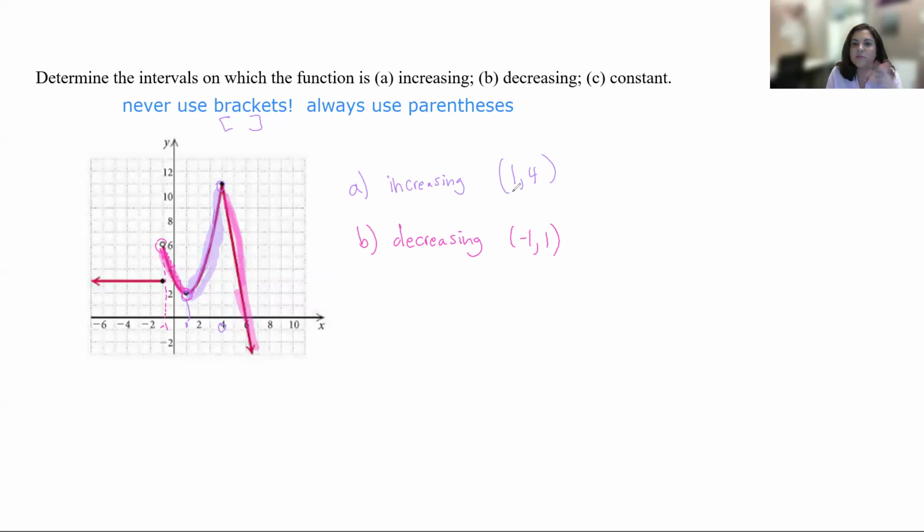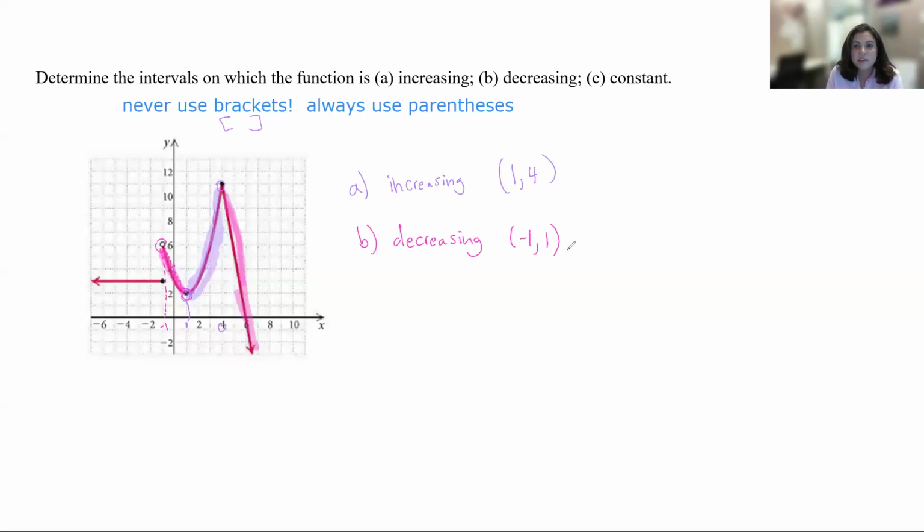And here's also another reason why we don't use brackets. If we would have used brackets up here at 1 and then at this one, like that, how can you say it's increasing and decreasing at that point? So at the point itself, it's not actually doing anything. The decreasing is happening in between that interval.